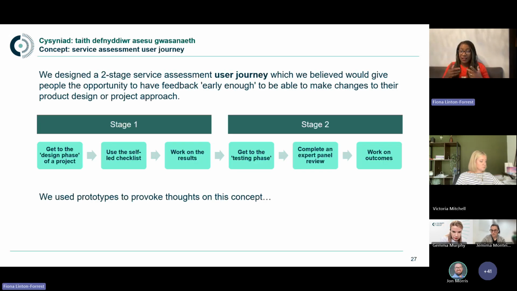So we came up with this two-stage service assessment. It included a self-led checklist, which we suggested teams would use in the design phase, and so they would get their feedback early. We then thought that they would work on the results over the next couple of phases before they got to the testing phase. And at this point, they would have the panel review. So the service assessment was a checklist and a panel review. And that panel review came much later, around the testing phase, when other teams would be testing things themselves.